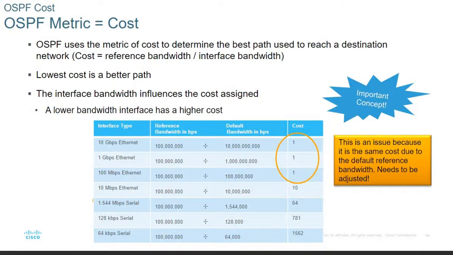Lowest cost is a better path. The interface bandwidth influences the cost assigned. A lower bandwidth interface has a higher cost. Interface type preference, default bandwidth in bits per second.